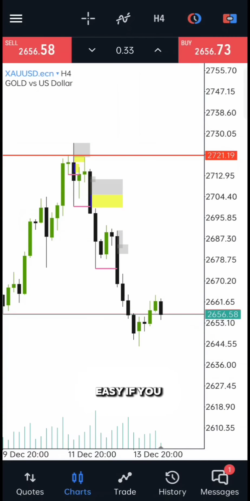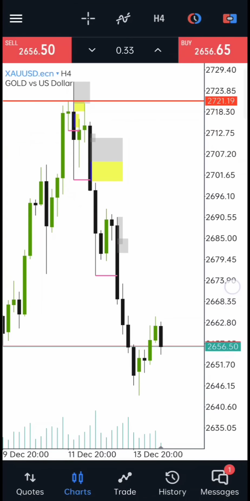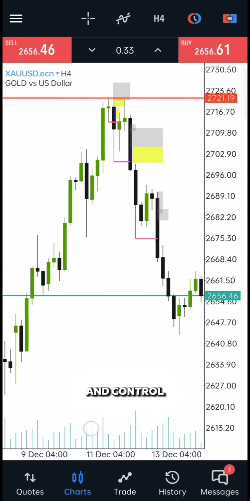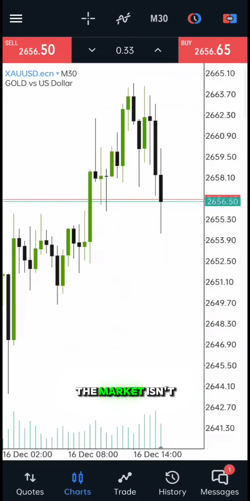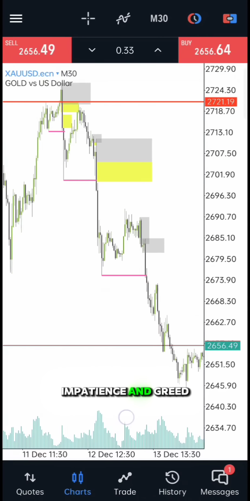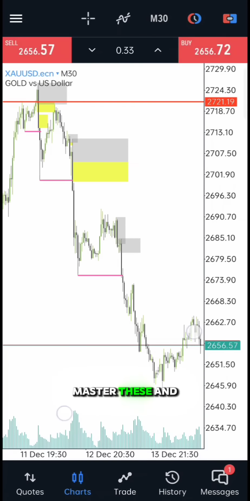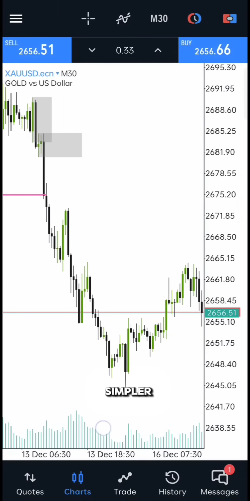Guys, trading is easy if you stick to your strategy, manage your risk, and control your emotions. The market isn't your enemy. Impatience and greed are. Master these and trading becomes much simpler.